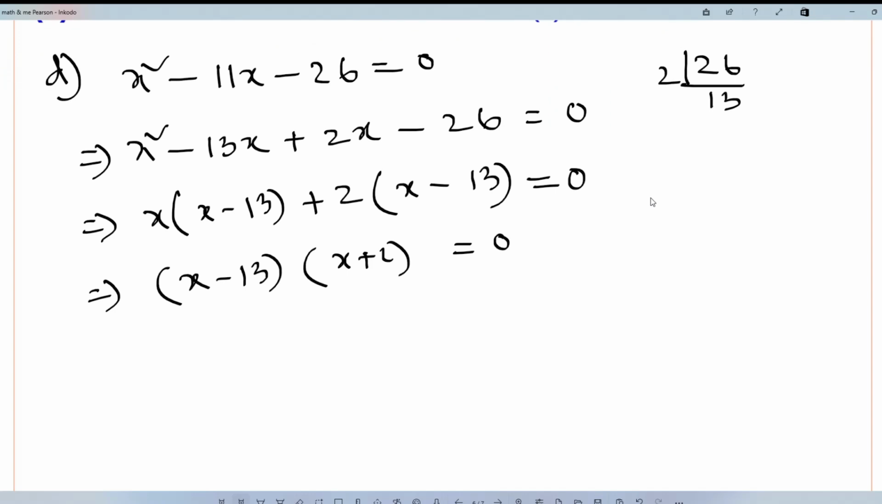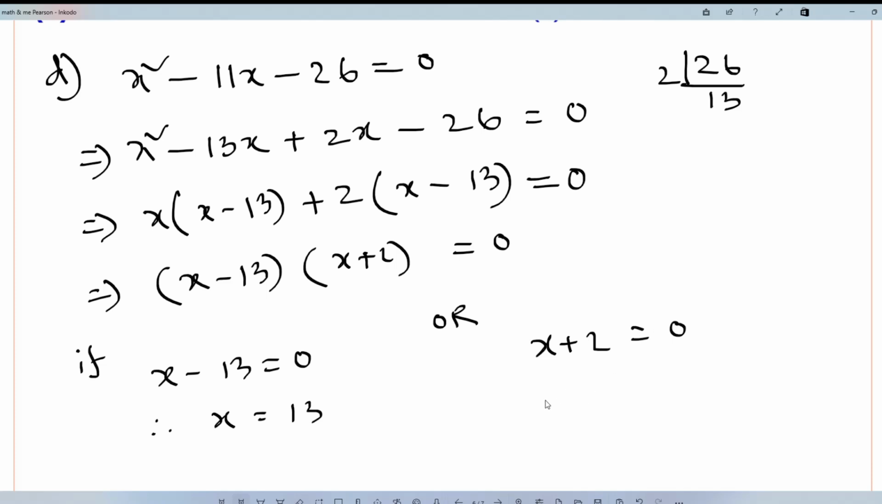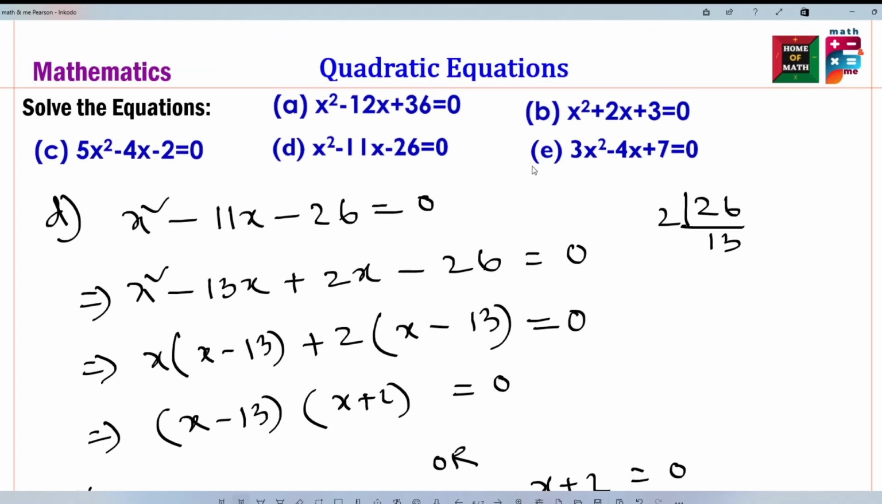So if x minus 13 equals 0, the answer is x equals 13. Or if x plus 2 equals 0, the answer is x is minus 2. So one is 13, another one is minus 2. So we are solving this problem by factoring. So the last one, number E. Let's start.